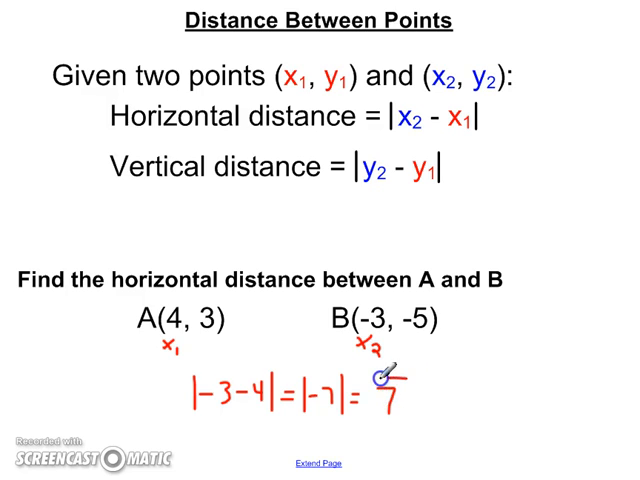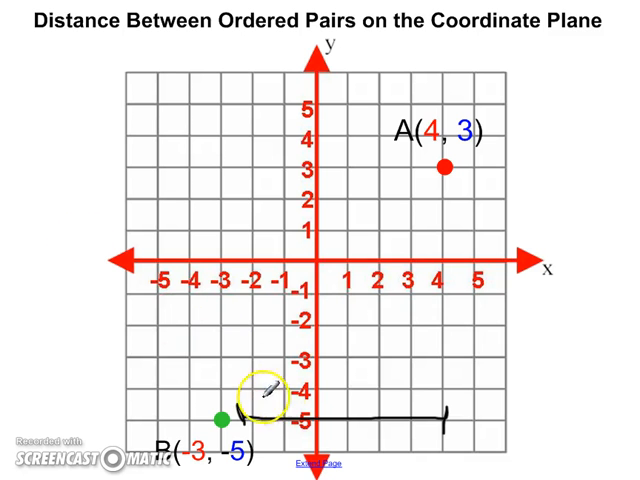Now, why do we take the absolute value? Well, distance between 2 points is always positive. This distance here, 1, 2, 3, 4, 5, 6, 7 units. Distance is always a positive 7 units. We don't care that the negative is just because of the direction in which we subtracted. It's still 7 units apart. So that's where the absolute value part comes into it. We don't care that it's a negative. We just want the total distance.